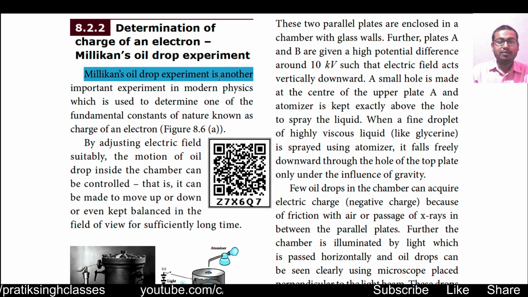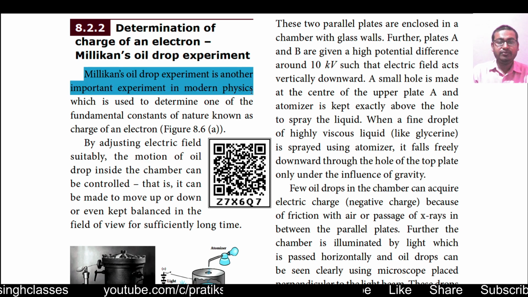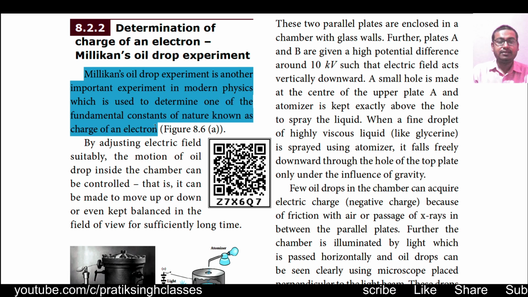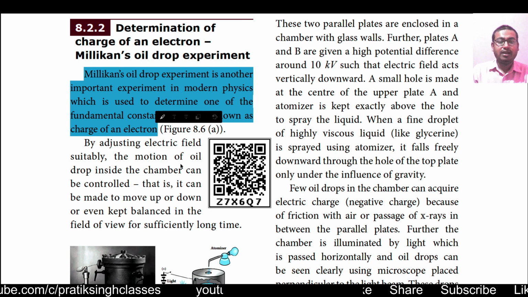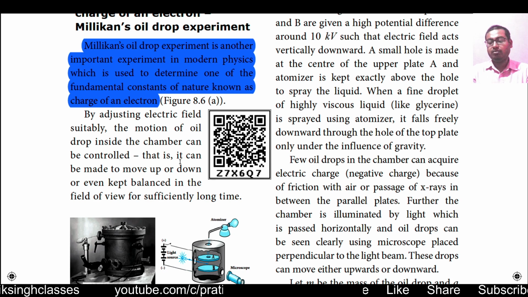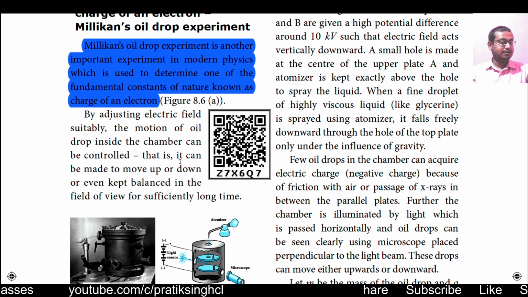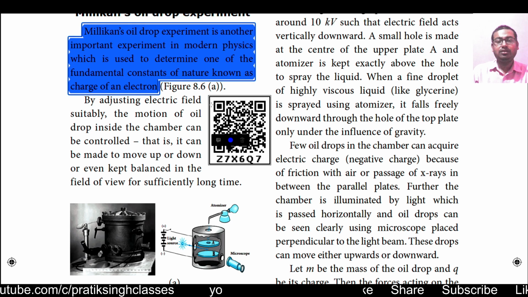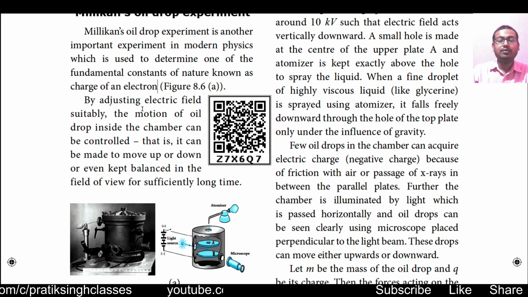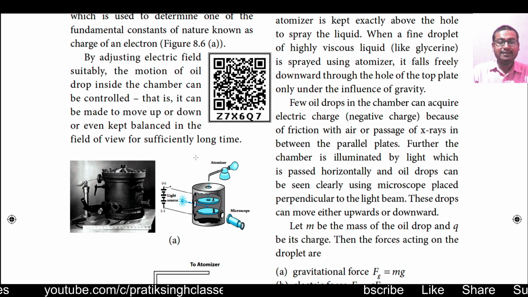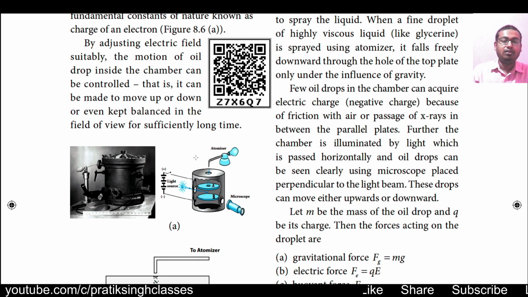Millikan's oil drop experiment is another important experiment in modern physics, which is used to determine one of the fundamental constants of nature, known as the charge of an electron. So here we try to find out how much charge an electron has. This is the correct value till now. Whatever value we are following for the charge is given to us by Millikan. It may be possible that some of you will do some experiment and find that the value Millikan has given is slightly different, then your value will be considered and you will get a Nobel Prize for that. Fine, so let us start with the setup.